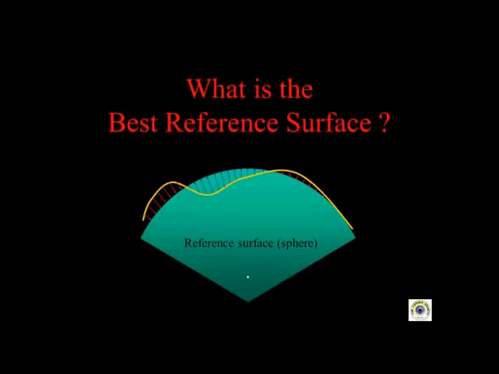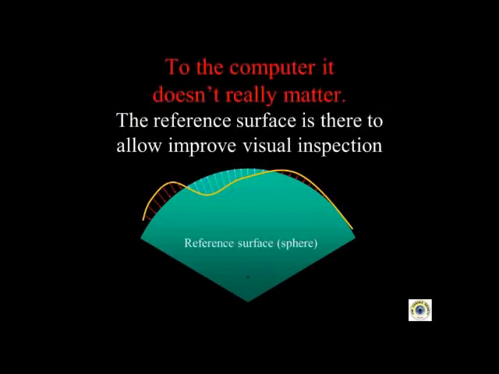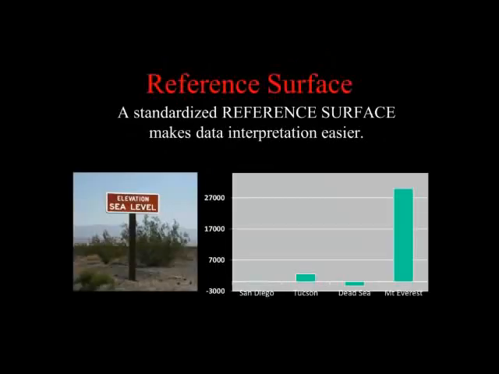So while I just went through the best fit sphere and why we use a best fit sphere, the question would be, is that the best reference surface? And again, reference surface does not affect accuracy unless you're doing something to modify it, and we'll discuss that. Again, to the computer, it doesn't matter. The surface is there to allow visual inspection, to allow us easy, intuitive, quick visual inspection.